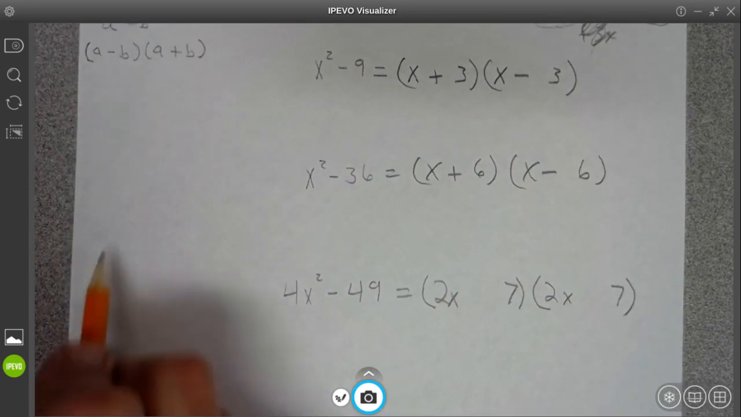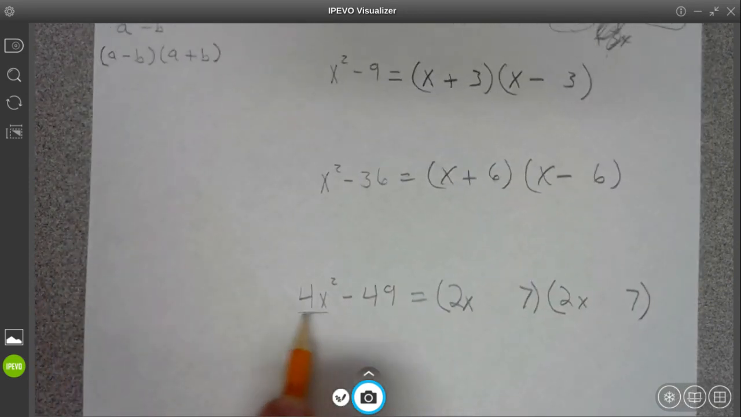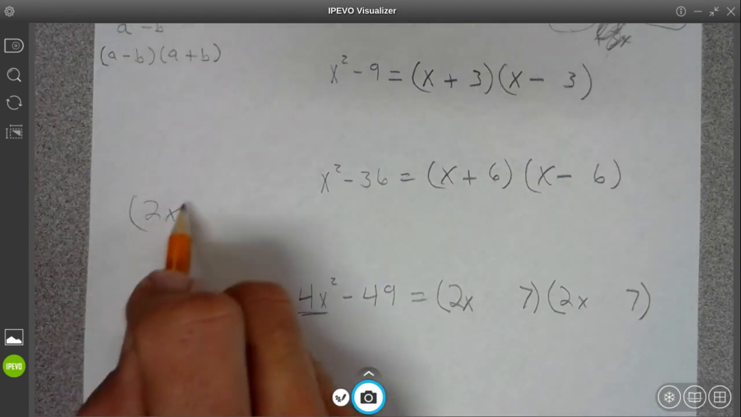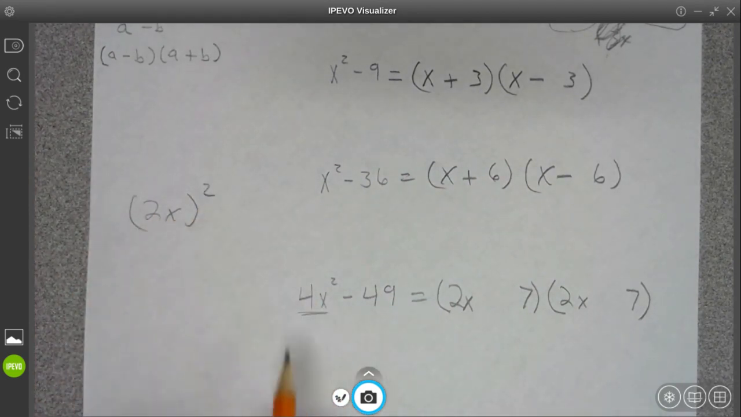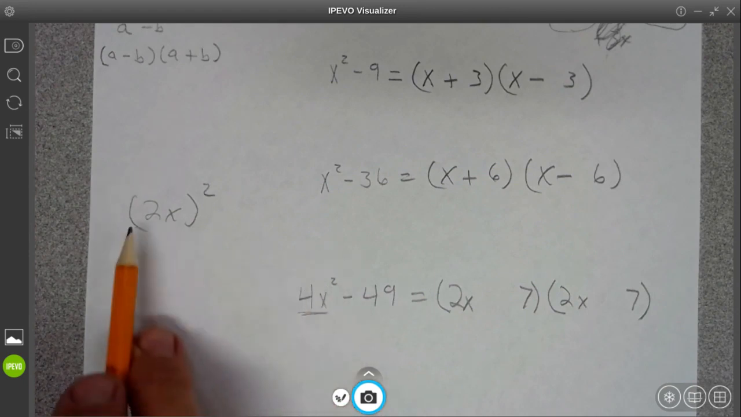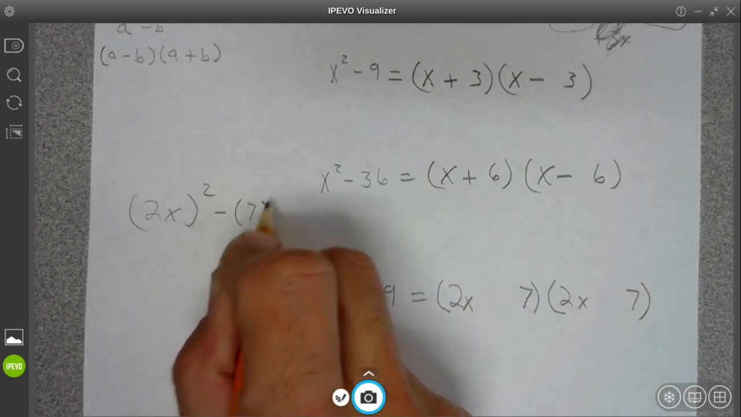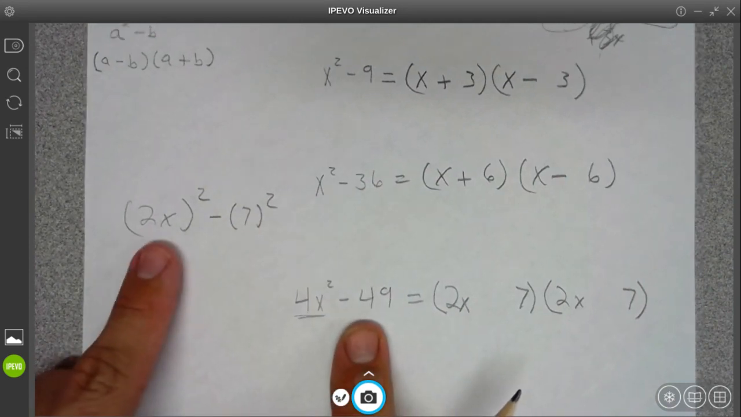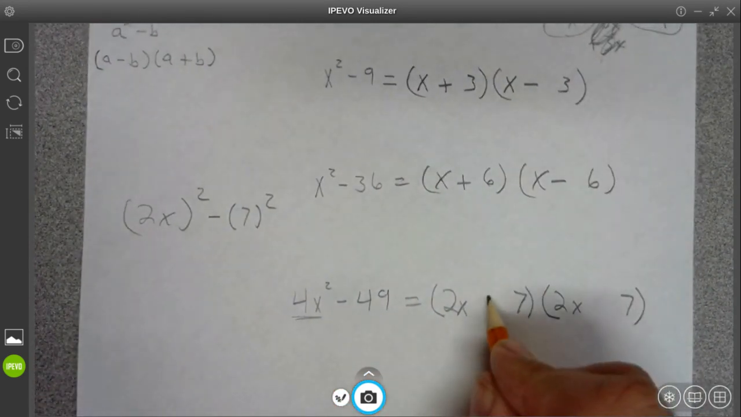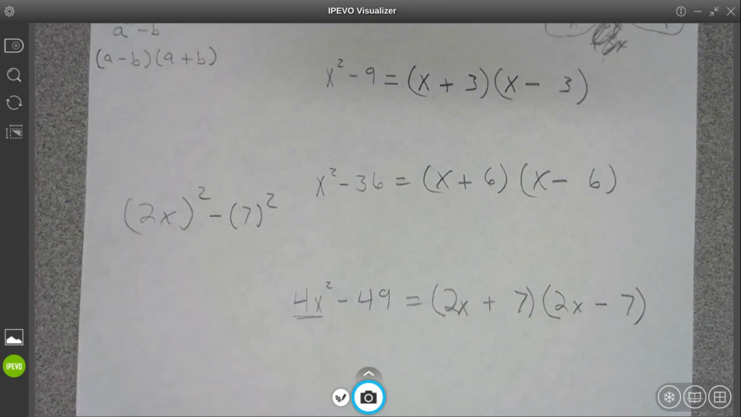If you wanted to be all weird about it, you could rewrite this as (2x) squared minus 7 squared. If you wanted to be weird, that's how you can think of this. Oh yeah, one's plus, one's minus.